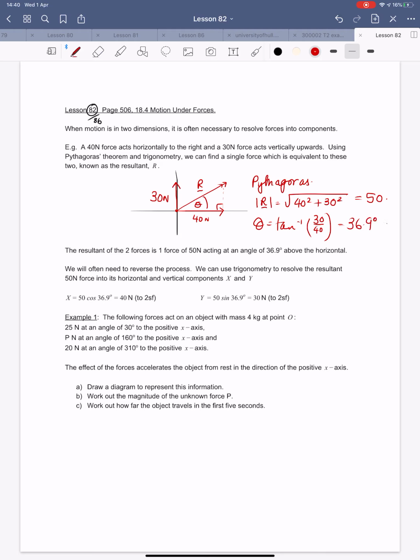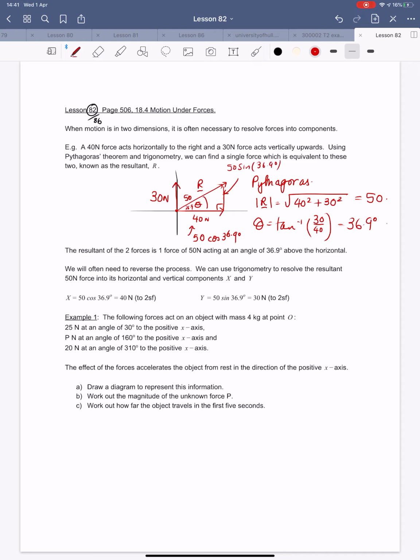Okay. We often need to reverse the process, so we can use trigonometry to resolve the resultant forces into horizontal and vertical components x and y. So we can go backwards. Look, 50 cos 36.9 is 40. So this is 50 here, and this one is the 36.9. So 50 cos 36.9 degrees. And then that one there, that's going to be 50 sine 36.9 degrees.